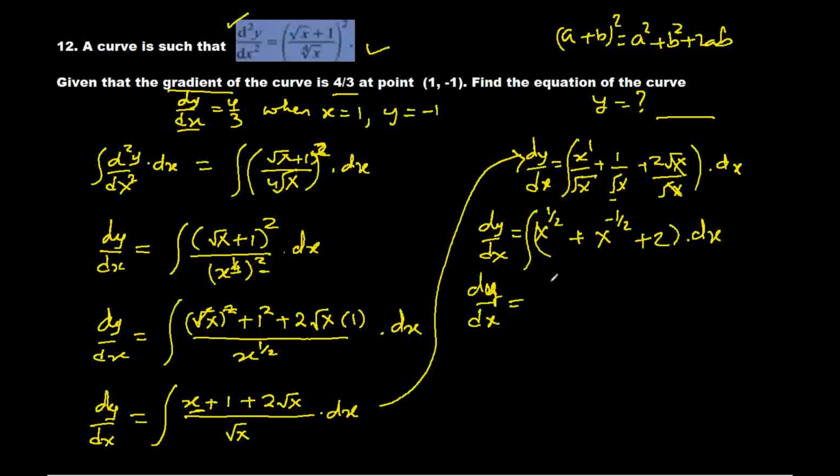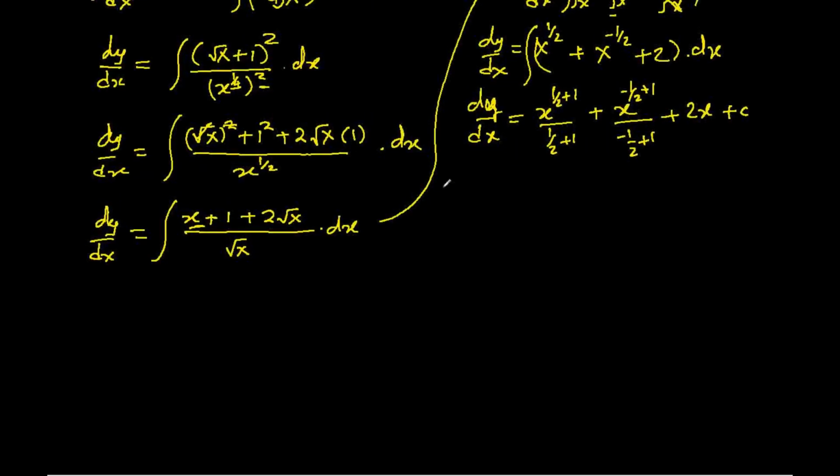X to the power half, its integration will be x to the power half plus 1 divided by half plus 1. Similarly here, x to the power minus half plus 1 over minus half plus 1. And here it will be 2x plus some constant c. Okay, so what do we get here?